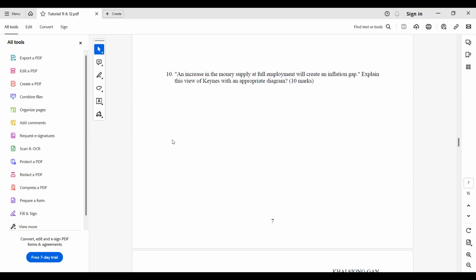Keynesian. So can you find out which graph you will need to draw for this one? We can look back at all your notes. Find out which one is the one that can answer this question.